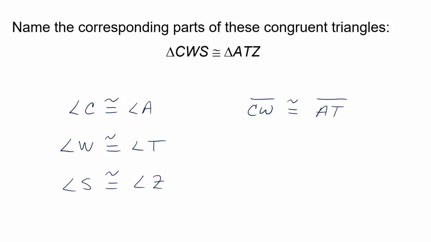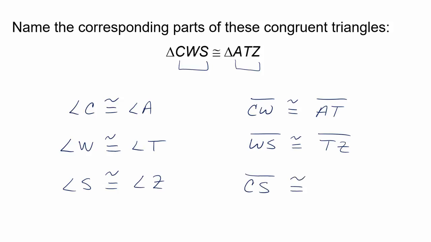We have WS corresponding with TZ. So segment WS is congruent to segment TZ. And finally, we have CS corresponding with AZ. So segment CS is congruent to segment AZ.